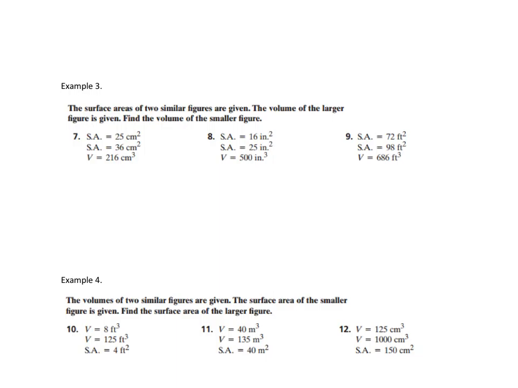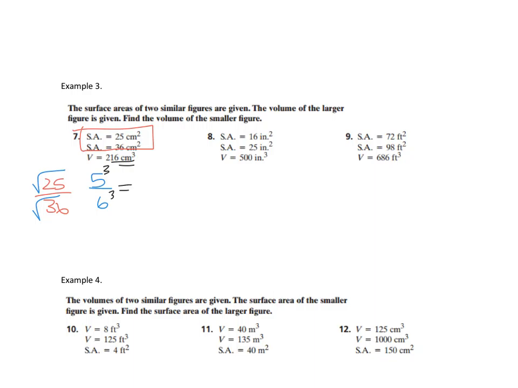Okay, and the next part, the surface areas of two figures are given. The volume of the larger figure is given. Find the volume of the smaller figure. So what we need to do is find the similarity ratio right here using these two. So if you have 25/36, the similarity ratio is 5/6. So if I'm comparing volumes, I need to cube the similarity ratios. So I'm going to do 5 cubed over 6 cubed.